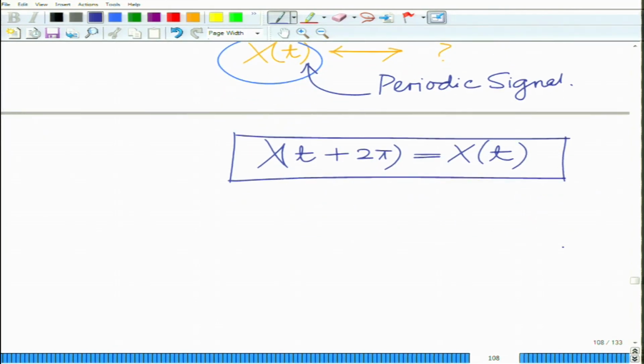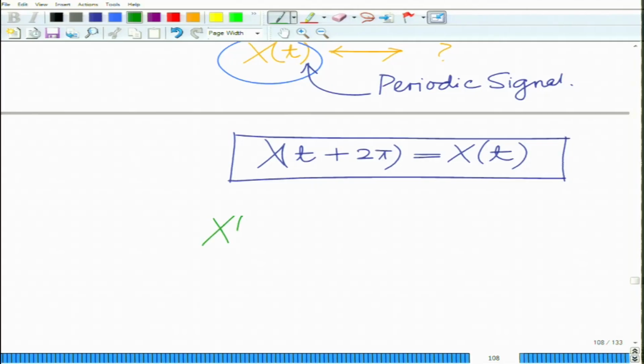Naturally, when we have a periodic signal, we cannot use the continuous time Fourier transform, but we have to look at the complex exponential Fourier series, and that is going to be related to the discrete time signal x of n. How is that related? That is not very difficult to see.